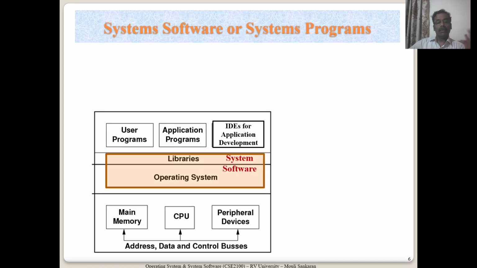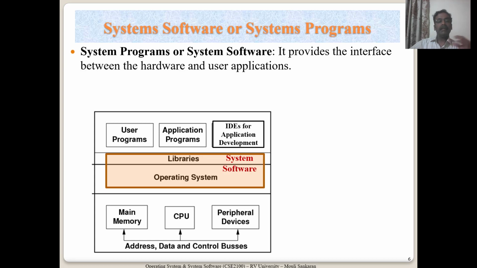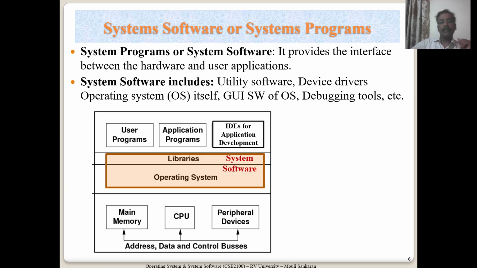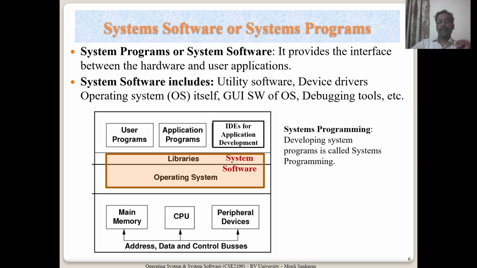Now, let us list out system software: libraries, C libraries, and the operating system. They fall under this category, and they provide the interface between the hardware and user applications. It is in between, right? So, system software includes utilities, device drivers, the OS itself, the GUI sort of, OS, debugging tools. Many of these things can also be part of system software.